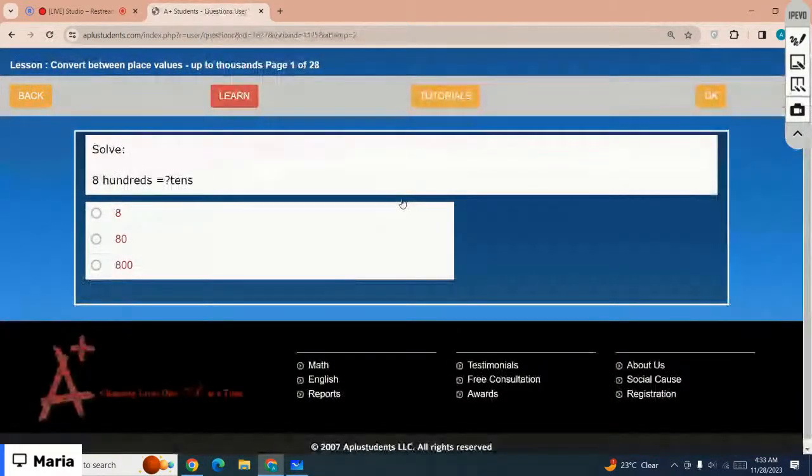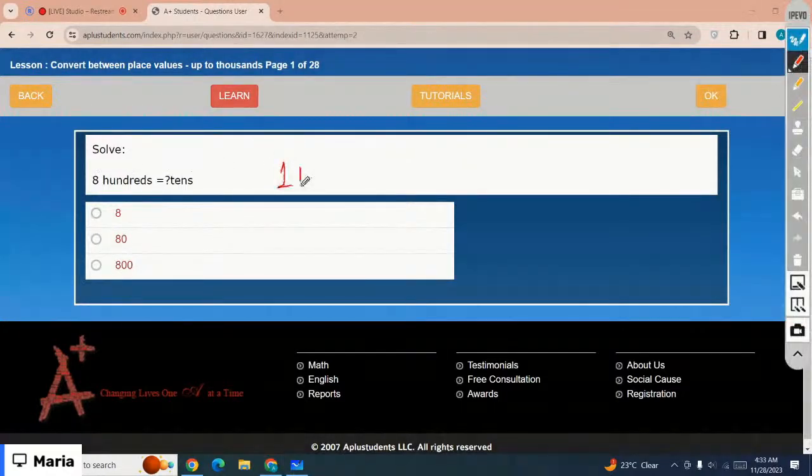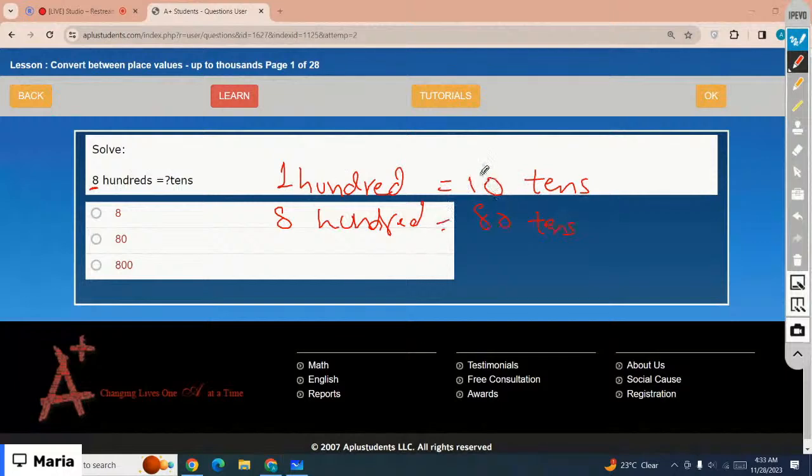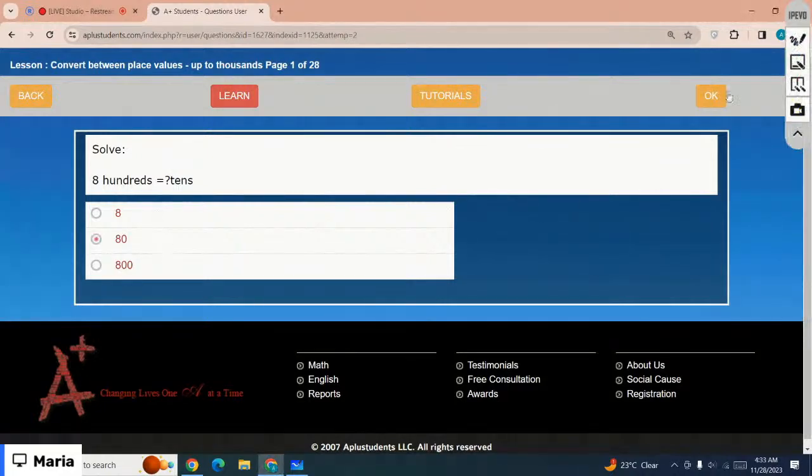800 equal how many tens? So first you have to see the basic conversion. The basic conversion is 100 equal 10 tens, right? You have 800, so 800 equal 80 tens. The correct option is 80, right? Keep these basic conversions in your mind. That would be very helpful for you. So 800 equal 80 tens.